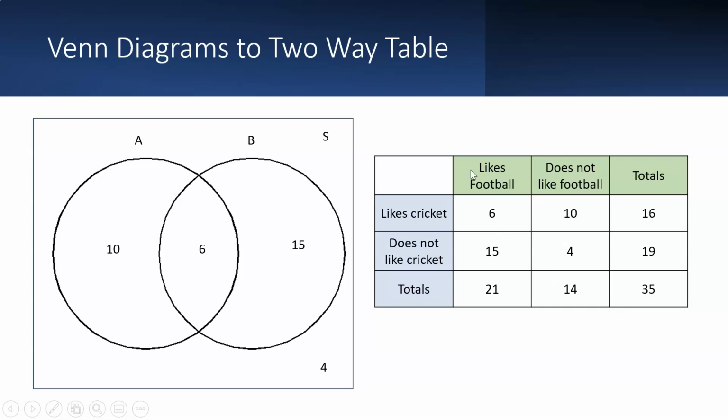So you've got likes both would go into the intersection. Likes just football, likes just cricket, okay? And then you've got the one that falls out of the intersection, out of the union.